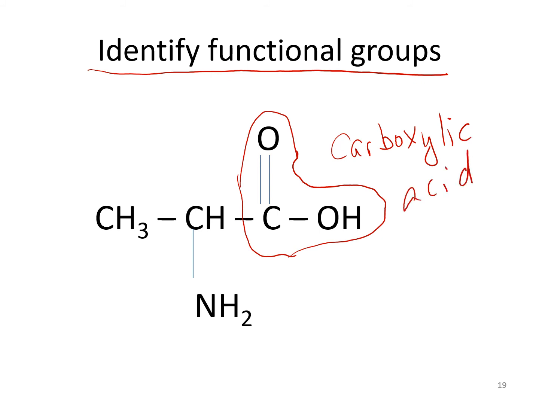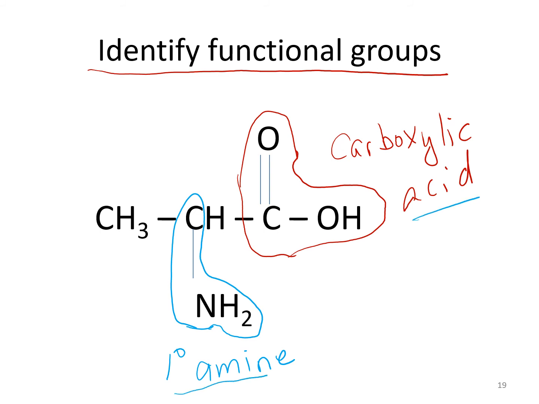The other one that should be a little easy to spot is whenever I have a nitrogen, that tells me I have an amine. With the amines and the alcohols, I'd want you to classify if it's primary, secondary, or tertiary. So I'm going to circle what the nitrogen is attached to, and I'm looking at how many carbons it is directly bonded to. This is directly bonded to two hydrogens and one carbon. One carbon means this is going to be a primary amine. So my two functional groups in this compound are a primary amine and a carboxylic acid.